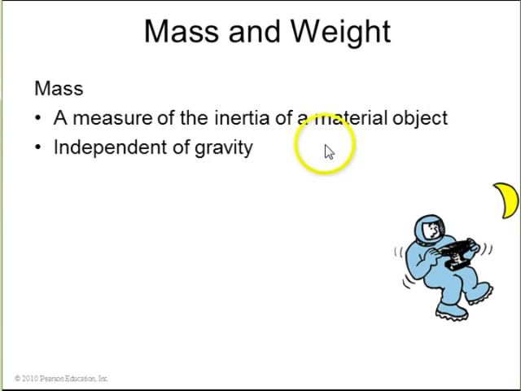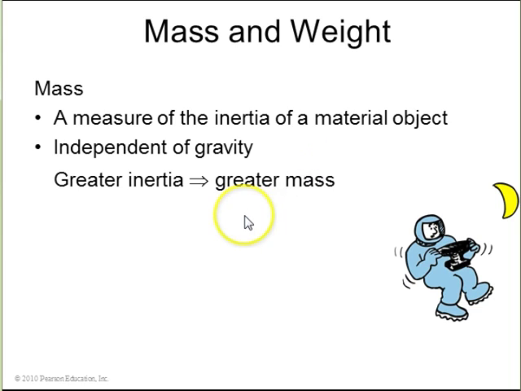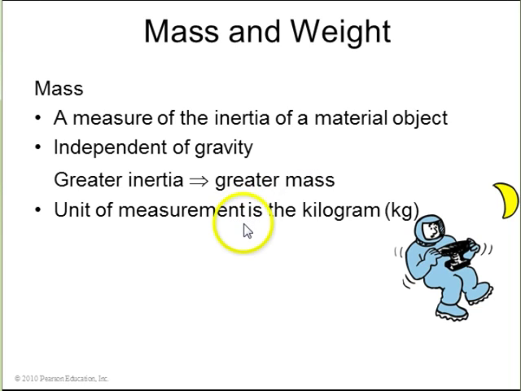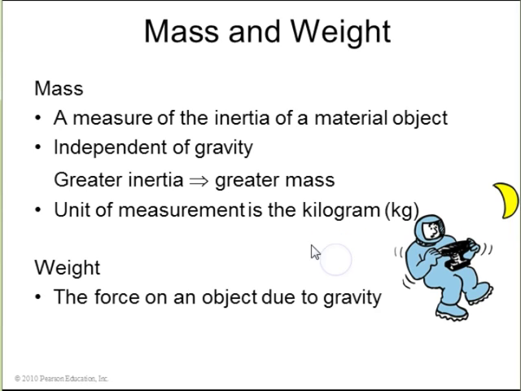So again, mass is the measure of inertia of an object. It's independent of gravity. Greater inertia means greater mass. So here's an astronaut. He's got an anvil. He's way out in space. The anvil is weightless, but if he tries to shake it back and forth or accelerate it, he'll find it's difficult to do that. And that's because it has mass. It has the tendency to resist acceleration.